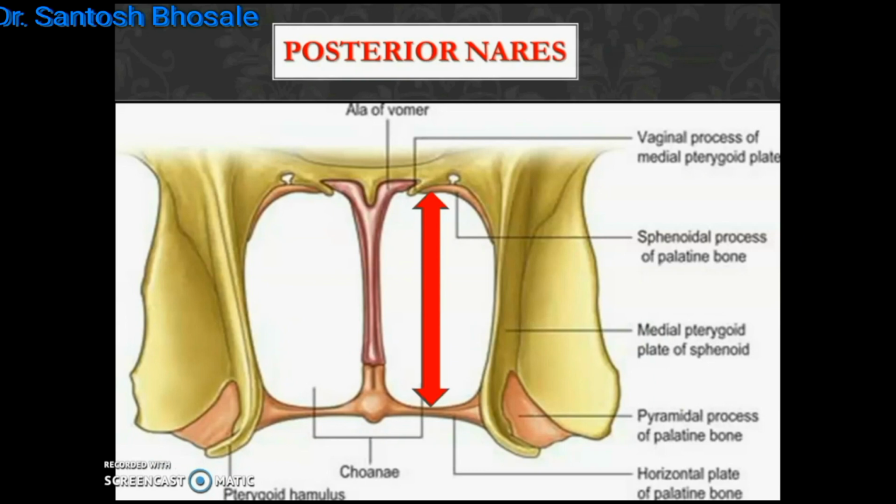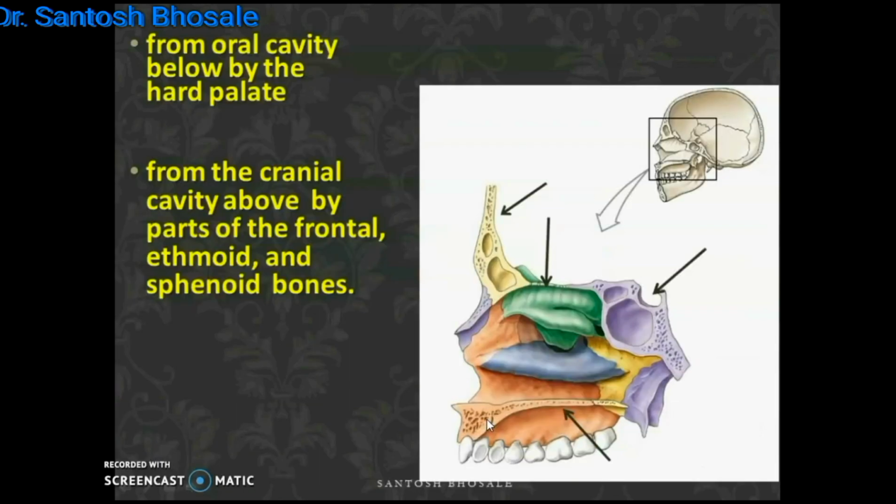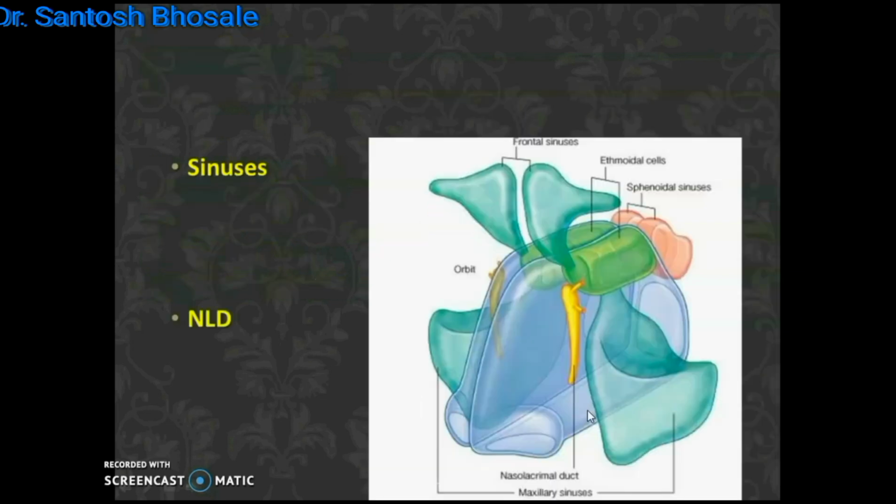And you can see the choanae are around 2.5 centimeters in length and 1.25 centimeters in width, and the choanae lie on either side of the vomer bone, held below by the palatine bone. The nasal cavity is separated from the oral cavity by the hard palate below, and from the cranial cavity above by the frontal, ethmoid and sphenoid bones. So this cavity has communication with all these cavities via different gateways or foramina that we will discuss in detail.